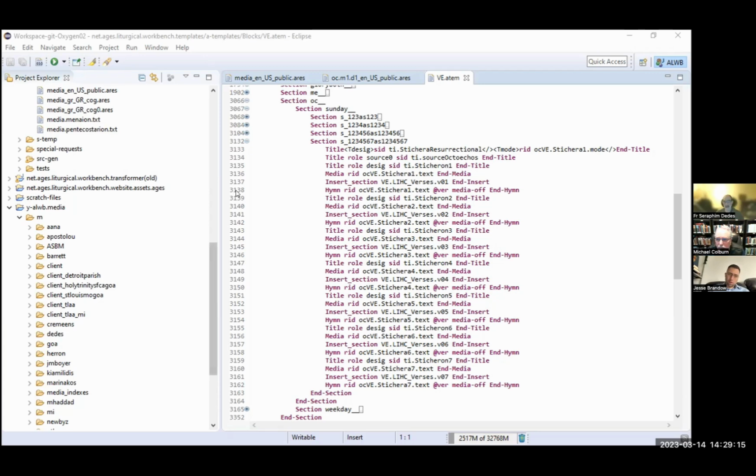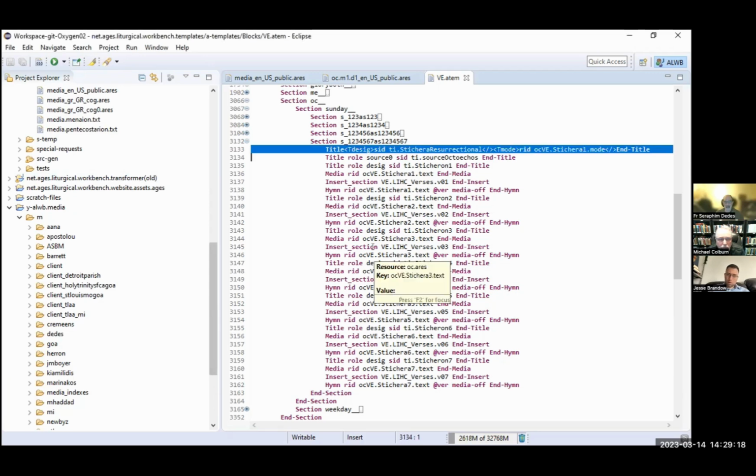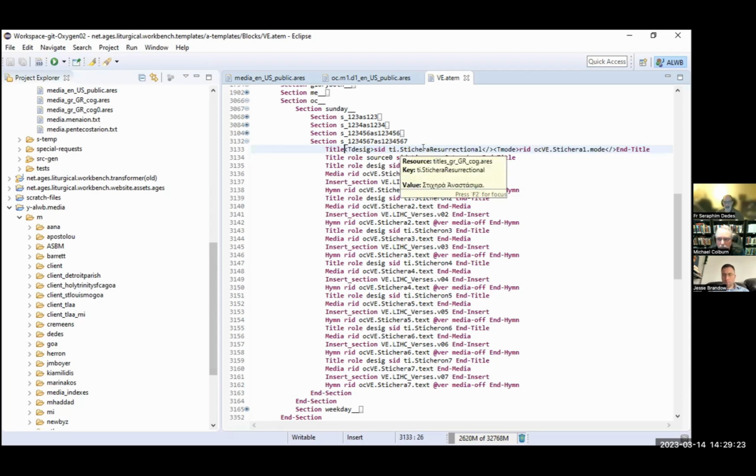Now I'm on the ALWB, and that's line 3133. It's a title, and it says here stikira Anastasima, resurrectional stikira. That's resurrectional stikira, and the mode. Well, it's a RID, which means it's not going to show up here, but it's a relative ID. It's doing the calculation, and that particular night, it's mode plagal first, and that's why it's going to appear there. Then we have the next line. It says title source, and the source is Oktoikos, and that's the gray letters right above where it says from Oktoikos. That's where that comes from.